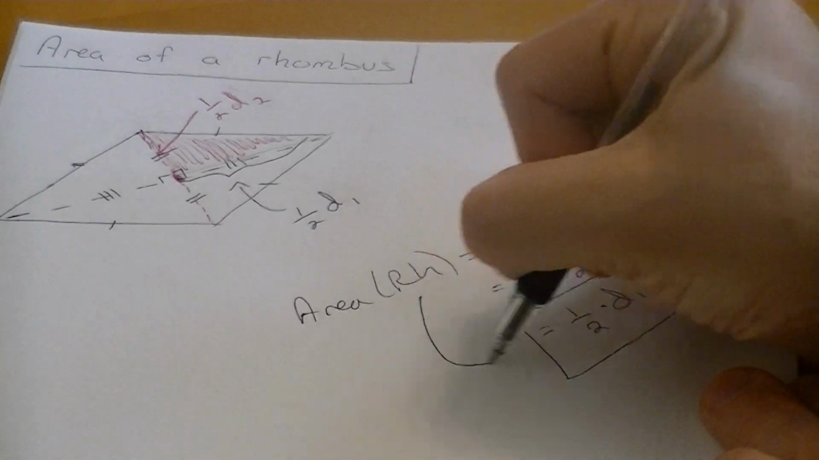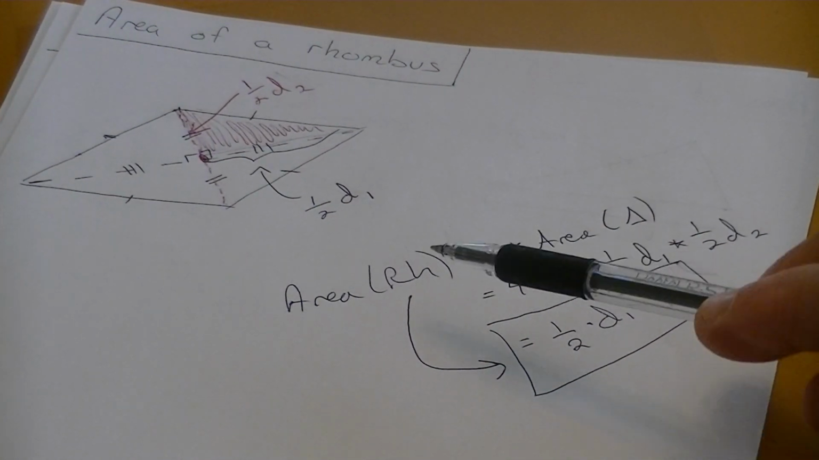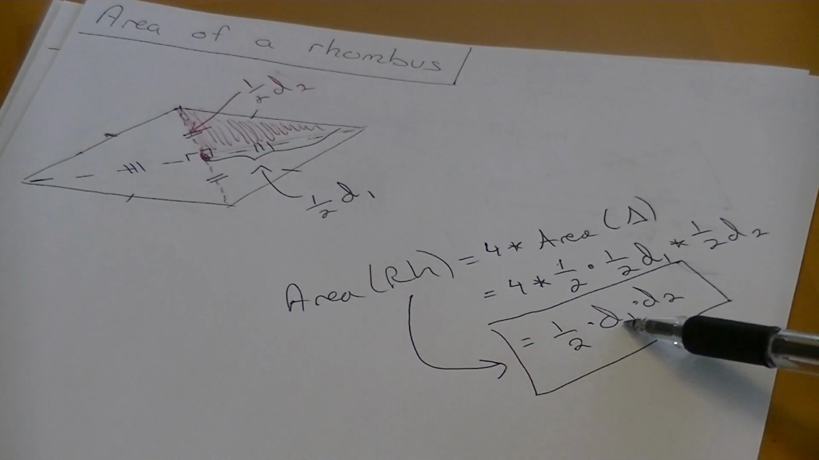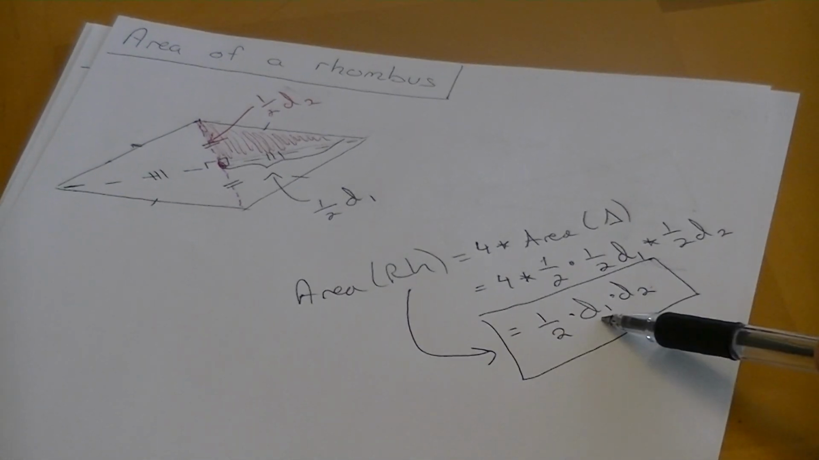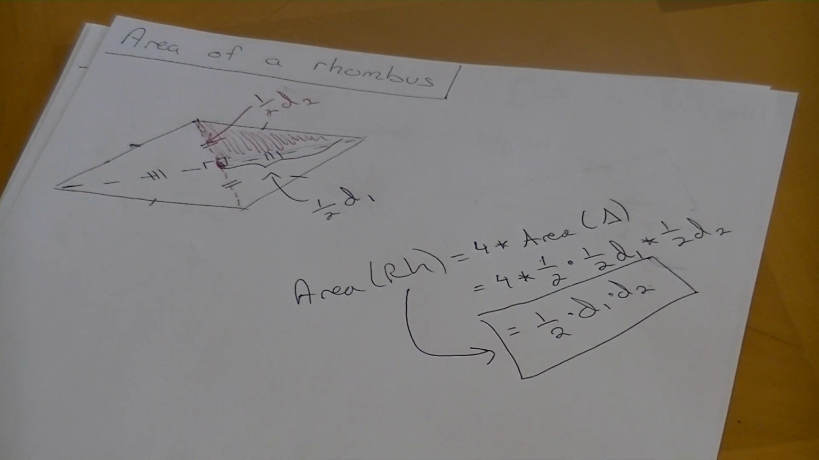So I did that quickly. You can watch it again if you need to, but the end result, the formula, is that the area of a rhombus is you multiply the diagonals together, and then you multiply that product times 1/2. We'll do some examples in the next video, so stay tuned.